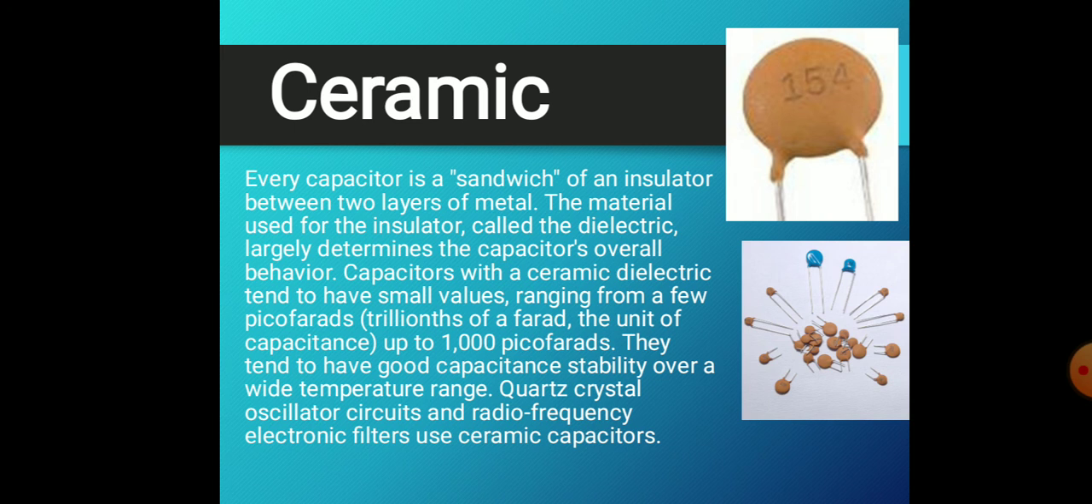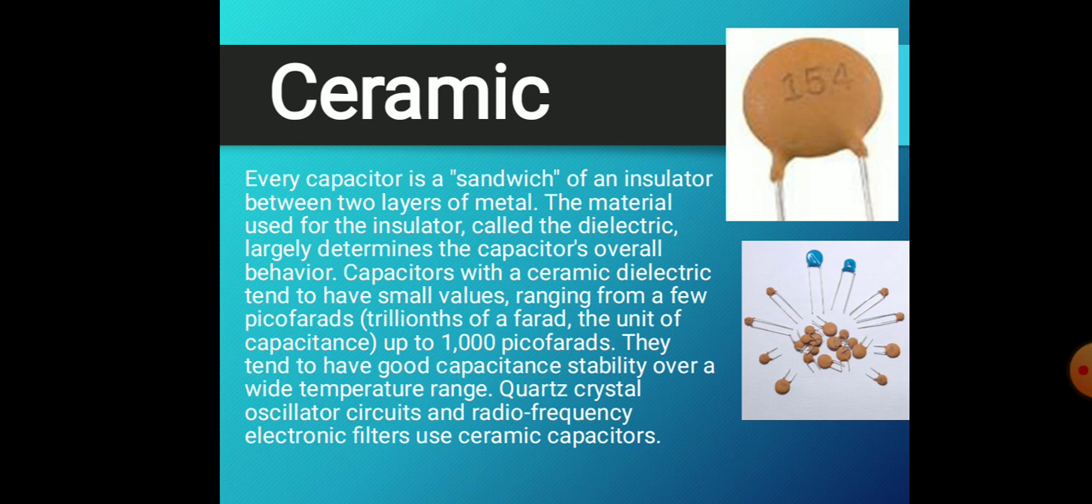Next, the ceramic capacitor. Every capacitor is a sandwich of an insulator between two layers of metal. So this is the dielectric, the insulator between two metallic plates. The material used for the insulator, called the dielectric, largely determines the capacitor's overall behavior. Capacitors with the ceramic dielectric tend to have small values ranging from a few picofarads, or trillionth of a farad, the unit of capacitance, up to 1000 picofarads. So it could be from 1 picofarad to thousands of picofarads.